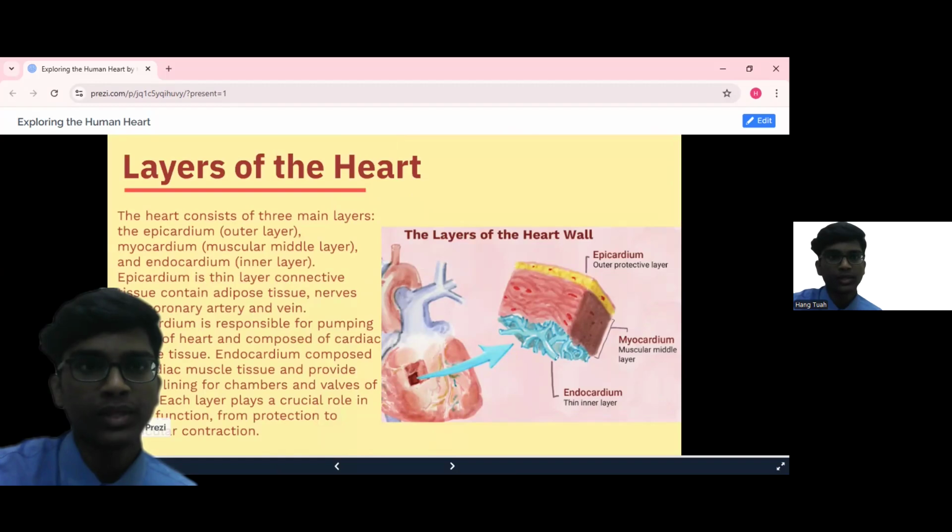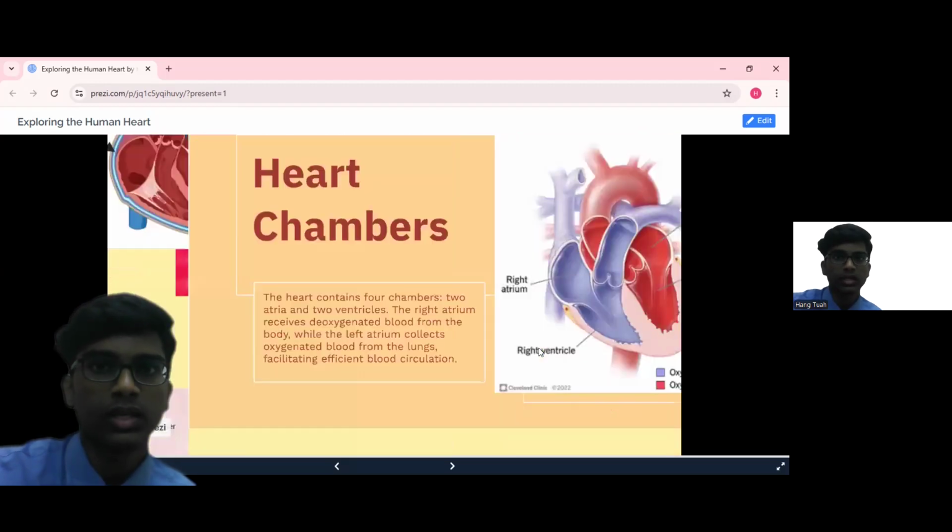Myocardium is responsible for the pumping action of the heart and is composed of cardiac muscle tissue. Endocardium is composed of cardiac muscle tissue and provides a smooth lining for the chambers and valves of the heart. Each layer plays a crucial role in heart function, from protection to muscular contraction. As you can see, this is the epicardium, this is the myocardium, and this is the endocardium, which is the inner layer.